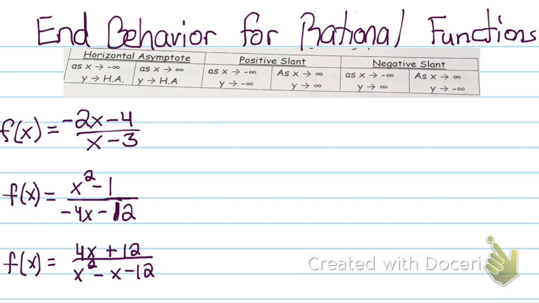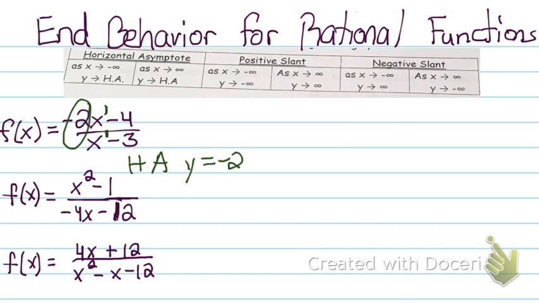Looking at the first example, the highest degree in the numerator is a 1, and the highest degree in the denominator is a 1. Since they're equal, my horizontal asymptote will be y equals -2, because I take the leading coefficients and simplify. Let's look at the second one.